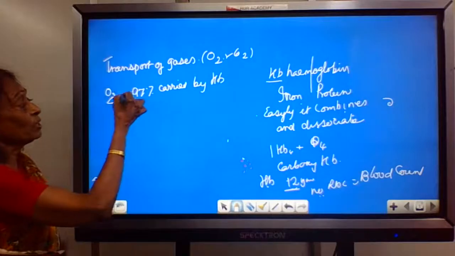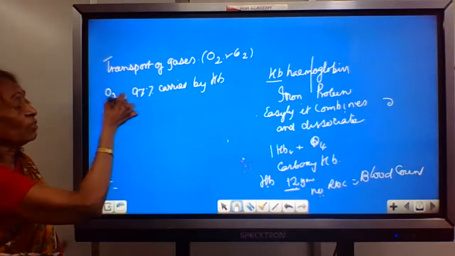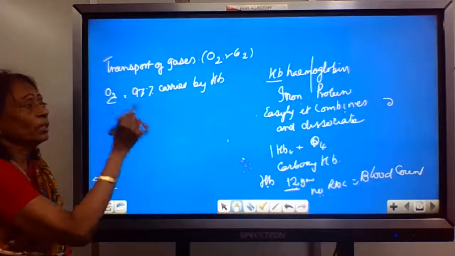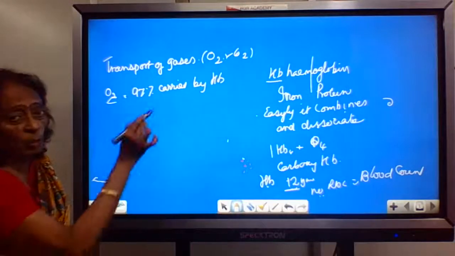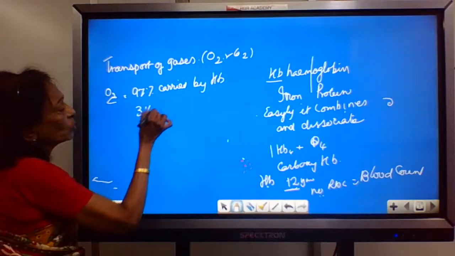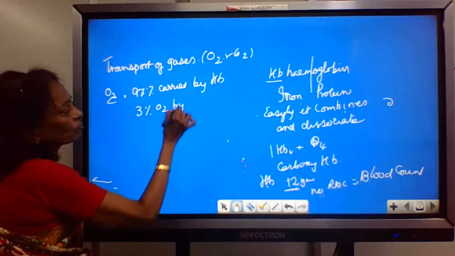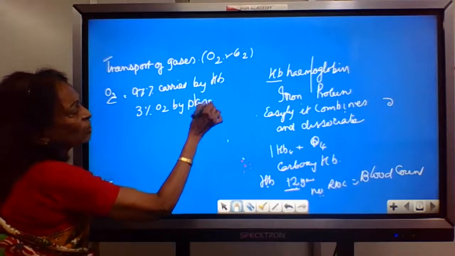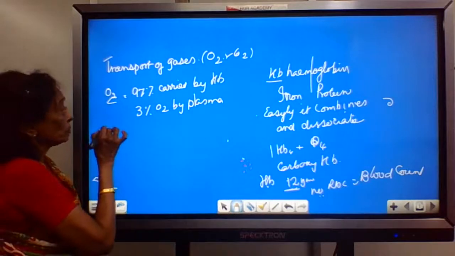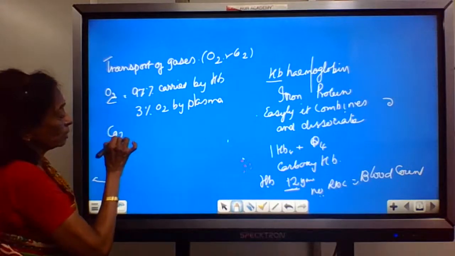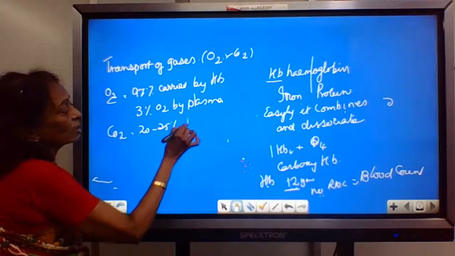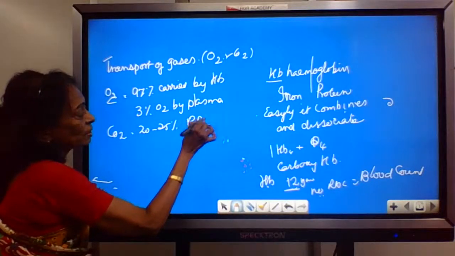Now, when we come to oxygen, our major carrier of oxygen is RBC, because 97% of the O2 in the blood is carried by the hemoglobin of the RBC. Only 3% of the O2 is carried by plasma, as plasma, being a liquid medium, can dissolve it. Let's come to CO2. The transport of CO2 is the opposite: only 20 to 25% is carried by RBCs.